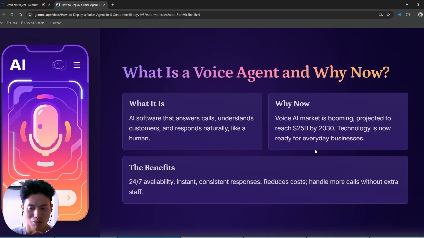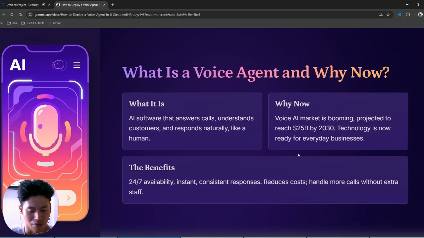And you might wonder why you want to build a voice agent now. Why do I need to build a voice agent? What's so good about a voice agent? Well, the voice AI market is booming and is projected to reach 25 billion by the end of 2030. This technology is going to be used by every kind of business. Maybe even in the next 2 to 3 years down the road, I can foresee that most businesses will already be using some form of AI in their business, even if it's not voice AI, it could be just simple automation, simple workflows.